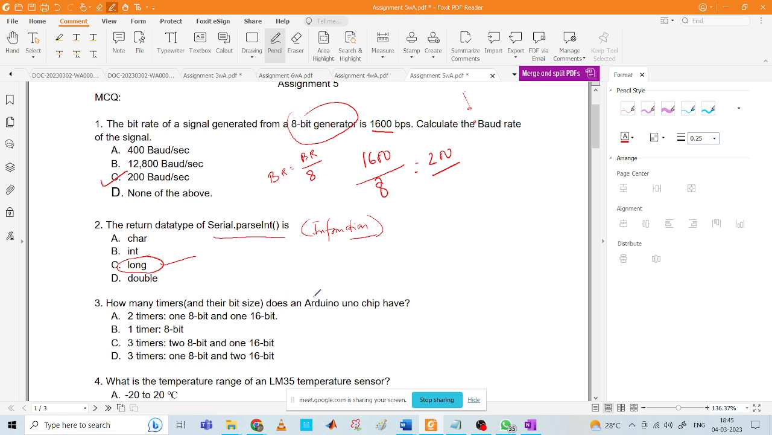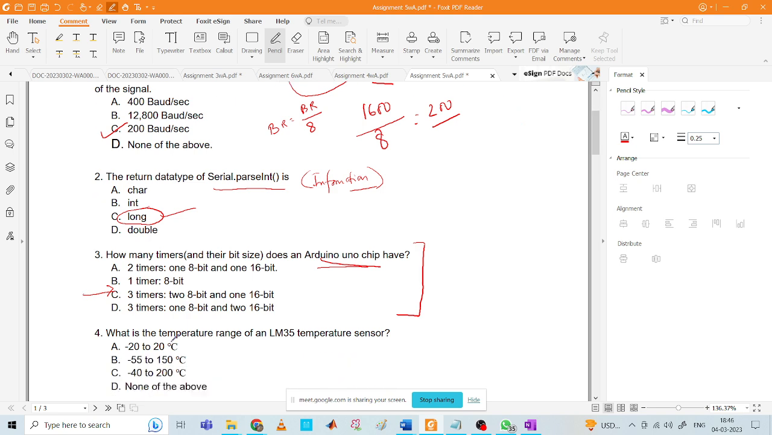Now this is another thing that you should know about the Arduino Uno chip. So how many timers does it have? So again, this is an information question. So it is 2 timers. 2 8-bit and 1 16-bit. And I think you can concatenate the 2 8-bit also to make 1 16-bit. So keep this thing in mind.